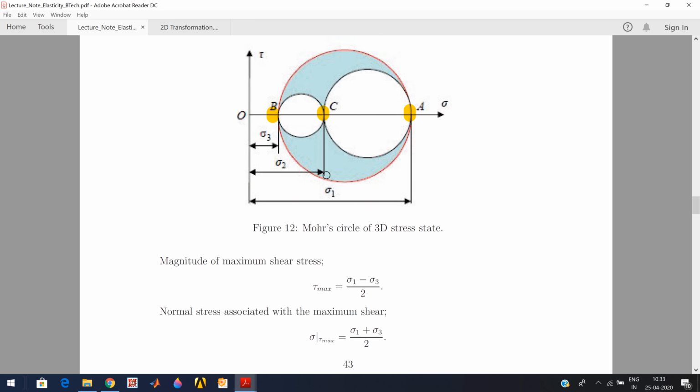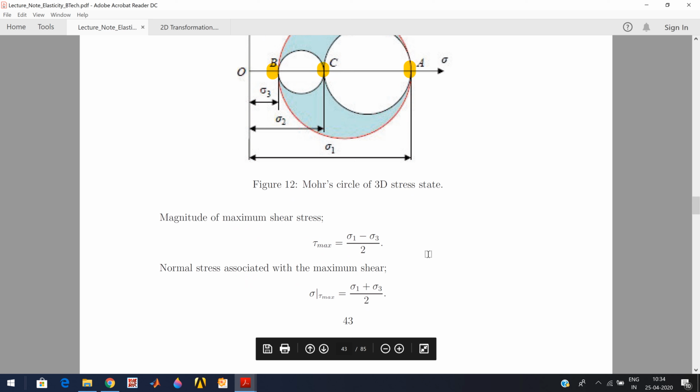And now we can see from this diagram the maximum shear stress we get as the radius of the bigger circle, which is (sigma 1 minus sigma 3) by 2. And if you remember the extremum values of shear stresses we discussed, that's what we got as the maximum shear stress value. And then the normal stress associated with the maximum shear will be the center of this circle, which is (sigma 1 plus sigma 3) by 2. That's what we have also got earlier.